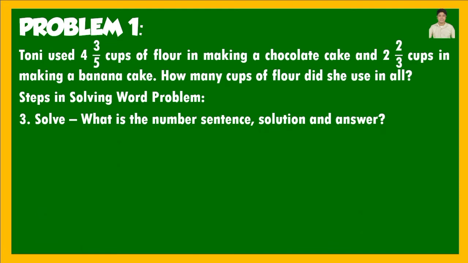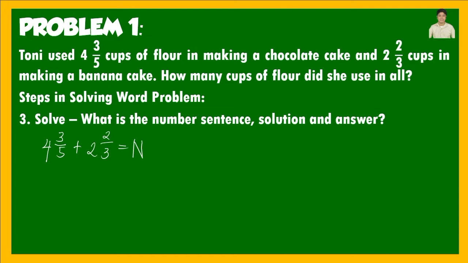After nating ma-identify yung operation, which is addition, next step is yung number sentence. Yung number sentence, ganito siya: 4 and 3/5 plus 2 and 2/3 equals n. Okay, so yan ang kanyang number sentence. Yung n dyan is yung ating sagot kapag pinag-add natin yung dalawang mixed fractions.